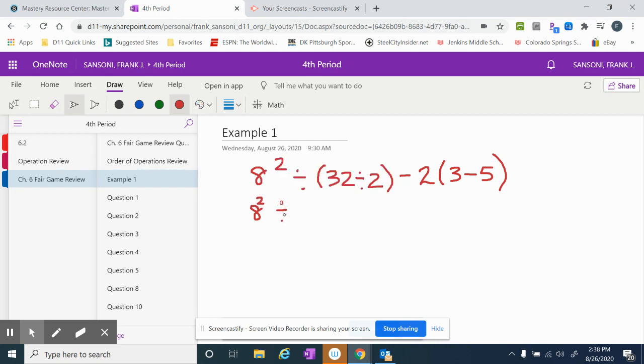And then we're going to put divided by, and now I'm going to figure out what 32 divided by 2 is. Well, 32 divided by 2 is 16. And I'm going to put a minus 2, and then I'm going to come over here and solve my other set of parentheses, 3 minus 5. I'm going to say 3 minus 5 is negative 2. So I'm done with my parentheses.